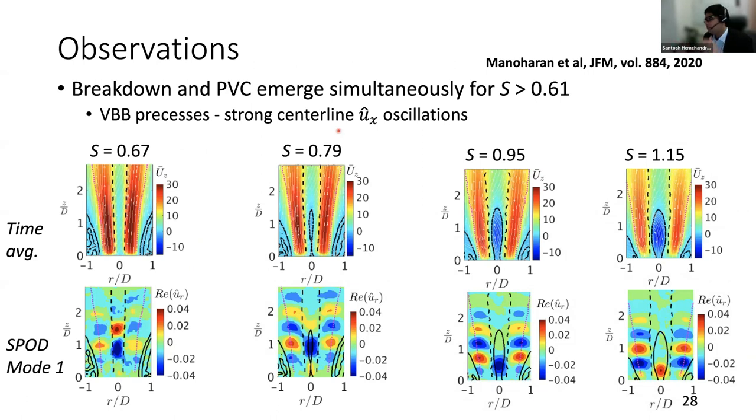So that's one of the criteria we give in our paper for saying that the globally intermittent oscillation that we are seeing when we have a center body is essentially a PVC that has been controlled, because of the similarity of those modes. But yeah, great talk.